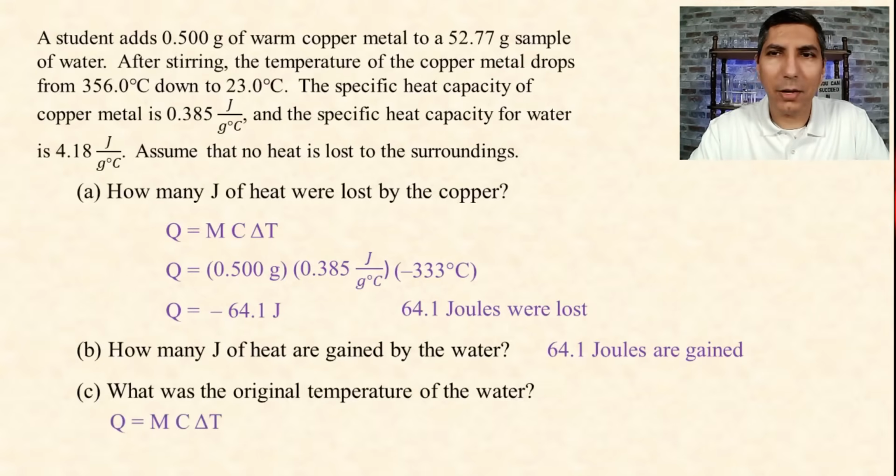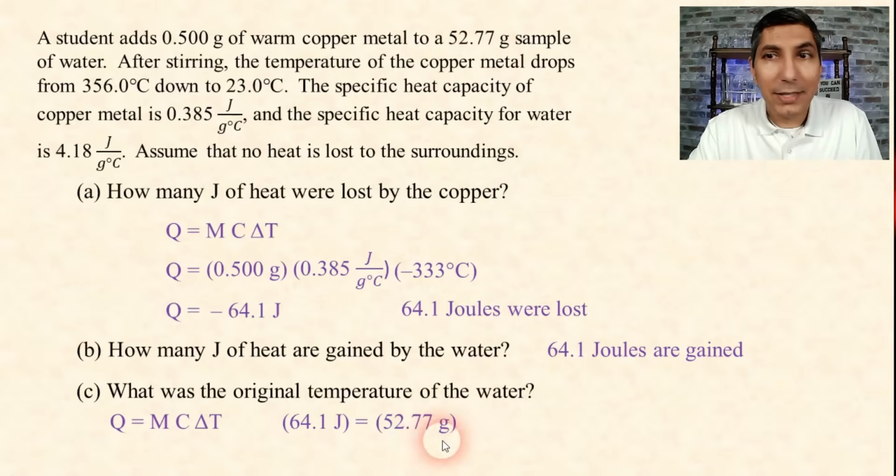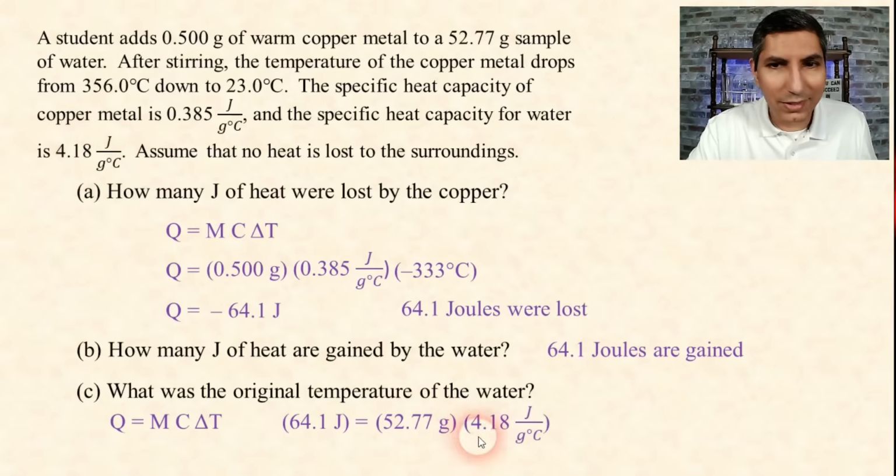Well, we're going to use the same equation, Q equals mc delta T. Now this time, we know how many joules were picked up by the water. It was 64.1 joules right out of the problem here. The mass of the water, the M, it's up here. It's about 52.77 grams. So that goes in there for M. C is your specific heat capacity, which is 4.18 joules per gram degree Celsius.